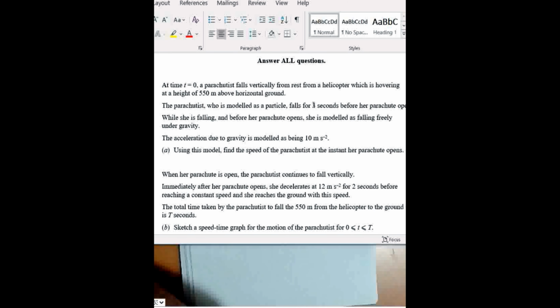Okay, so question 1. We're given the initial velocity: at time t equals 0, the parachutist falls vertically from rest, so my initial velocity is u. I know how high above the ground I am, I know how long I've been falling for, and it gives me an approximate value of g. So, for 1 mark, find the speed at the instant the parachute opens.